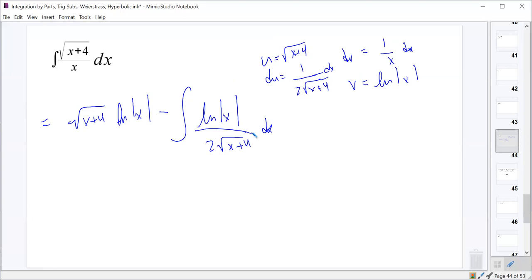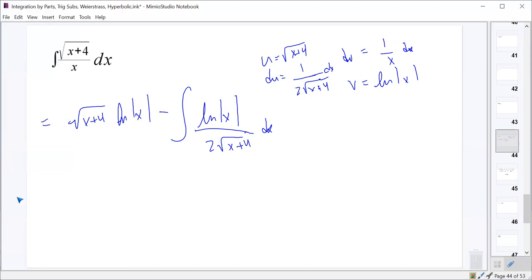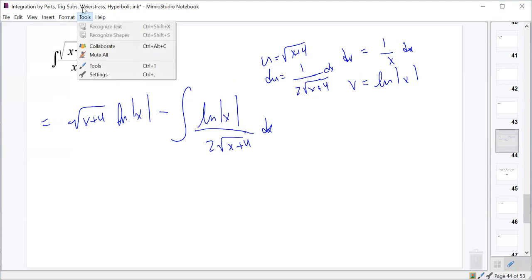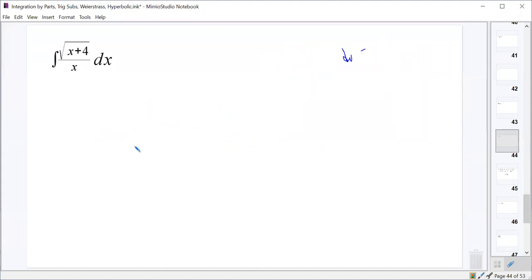Oh, that's a fun sound. Oh, yeah. Oh, right. This is going to be a little bit of an issue to try to integrate that piece, natural log of the absolute value of x over 2 root x plus 4. I mean, we could try to do it by parts again, right? But I think maybe not.